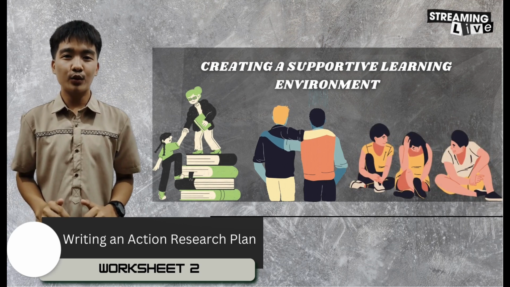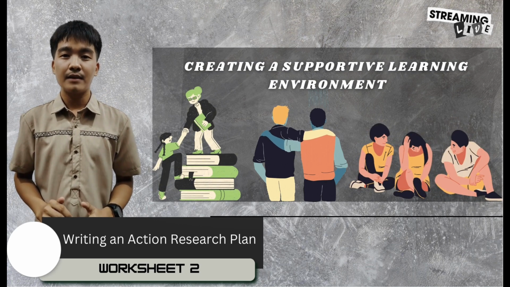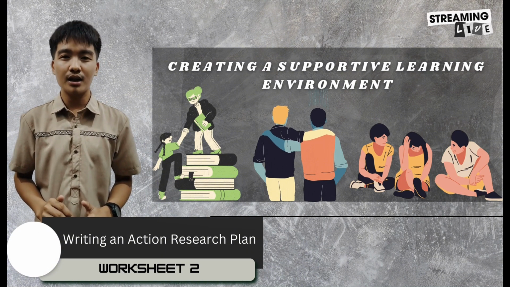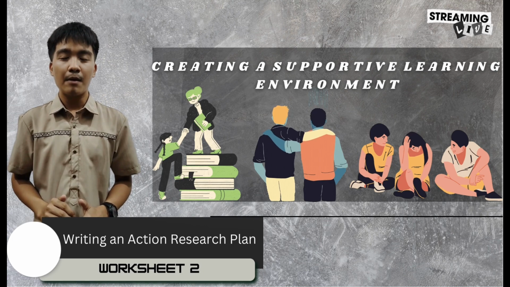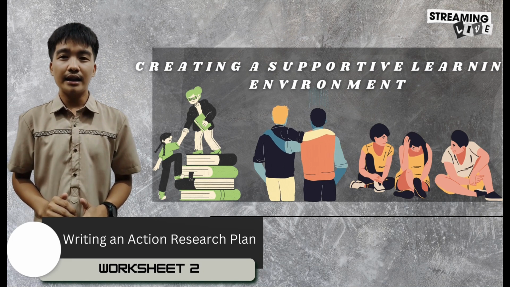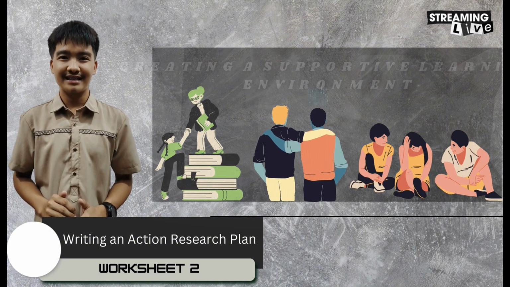And now, let's proceed to worksheet number 2, which is entitled Making a Safe and Conducive Learning Environment. Creating a supportive learning environment plays a vital role in the teaching and learning process. This will help future teachers to create a safe and supportive learning environment by engaging in the classroom setting, exploring various teaching strategies, and enhancing student participation with such activities and the overall learning process.